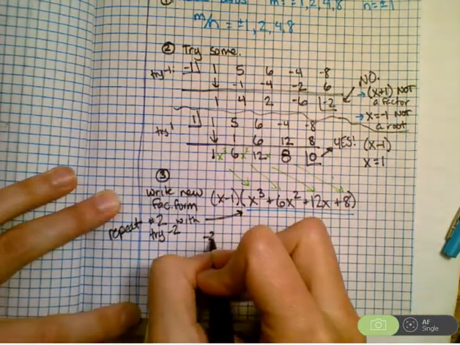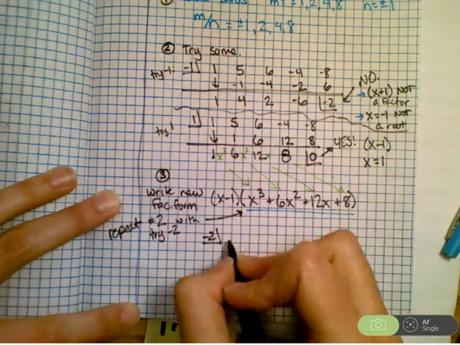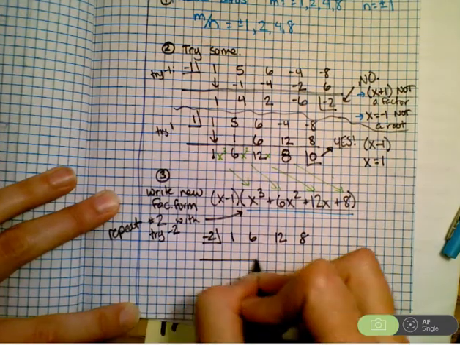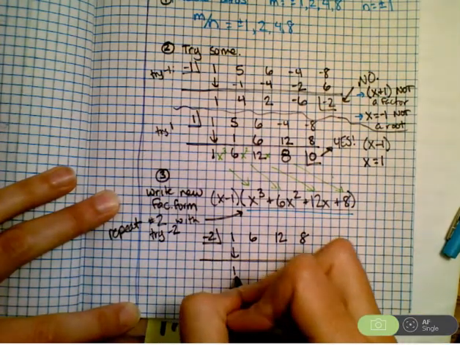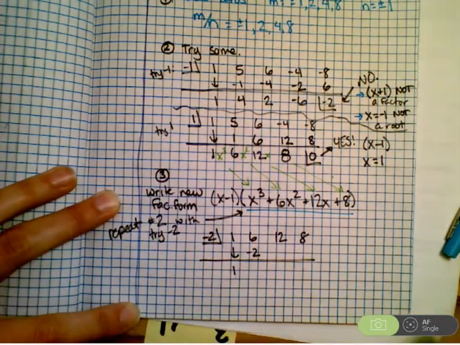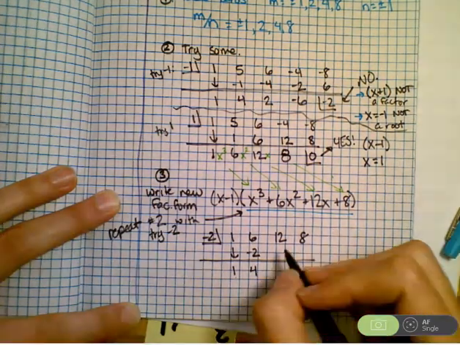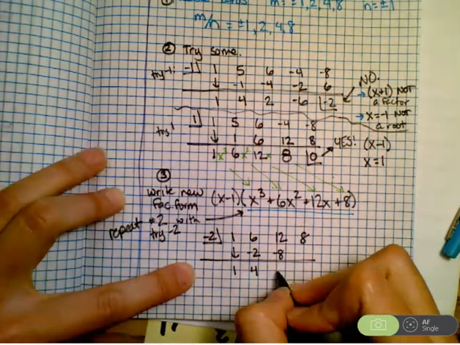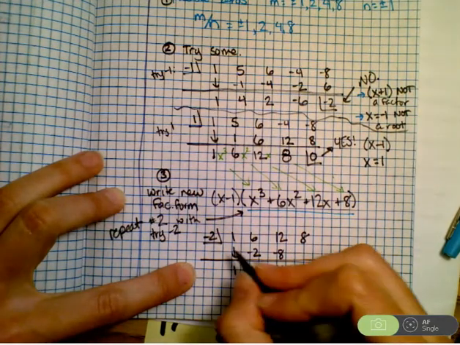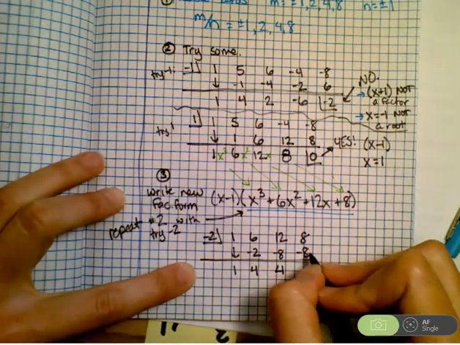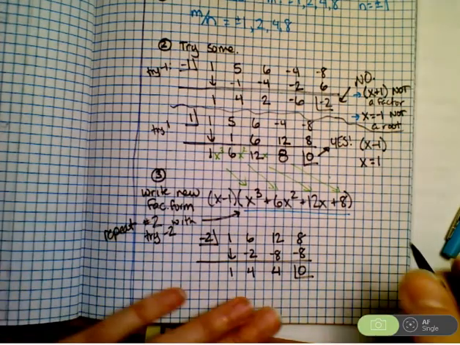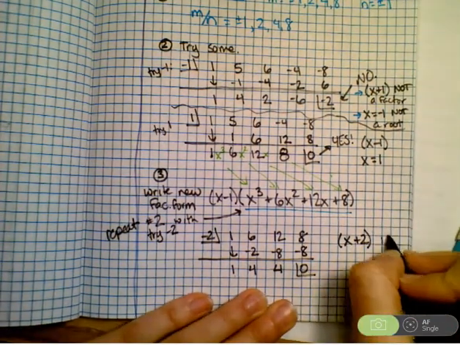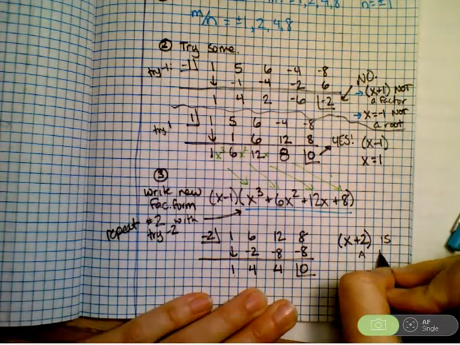So I'm going to put negative 2 on the outside of my box, and now I'm going to use 1, 6, 12, and 8. So I get 1, negative 2 times 1 is negative 2, 6 and negative 2 is 4, negative 2 times 4 is negative 8, 12 plus negative 8 is 4, negative 2 times 4 is negative 8, that gives me 0. So that tells me x plus 2 is another factor.